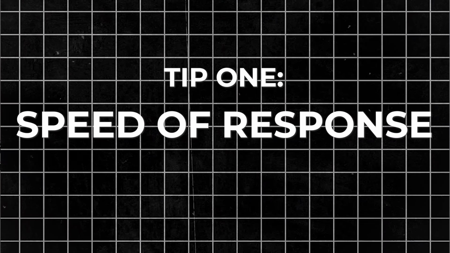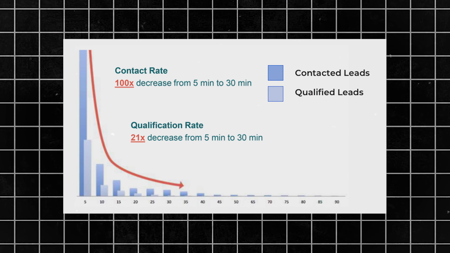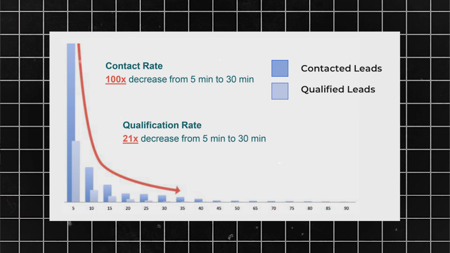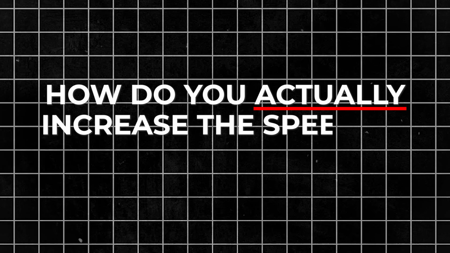Tip number 1 that I want to talk you through is actually speed of response to a lead. Now, there's some crazy statistic out there that says if you don't follow up with a lead within 5 minutes, I think the drop-off rate is like 500%. I'll put a graph on screen now so you can see what I'm talking about. But with all that being said, how do you actually increase the speed of following up with a lead when they've opted in?